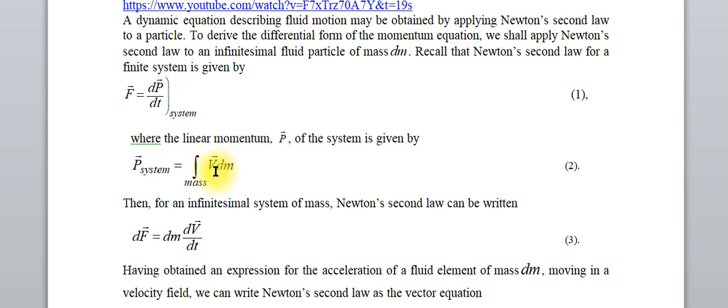So dm V, mass multiplied by velocity, is called the linear momentum. Now we have to replace this P value in this equation. So you can see this is a very small force, dF is equal to dm dV by dt.